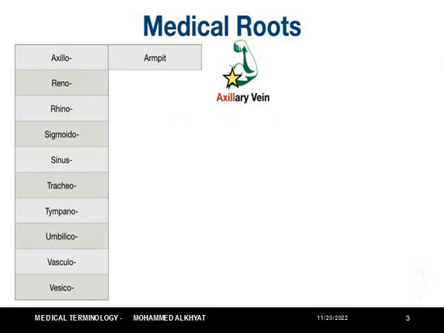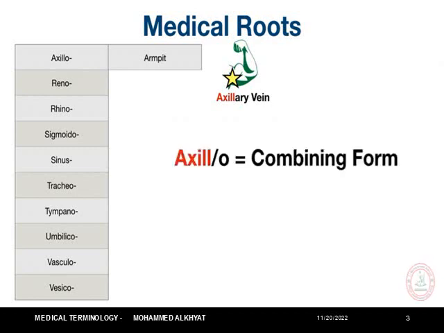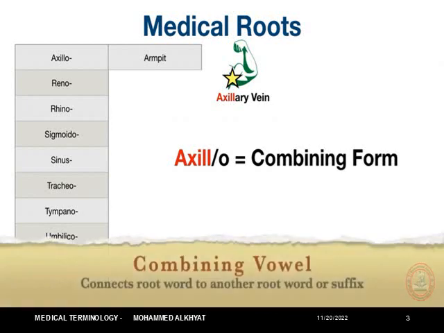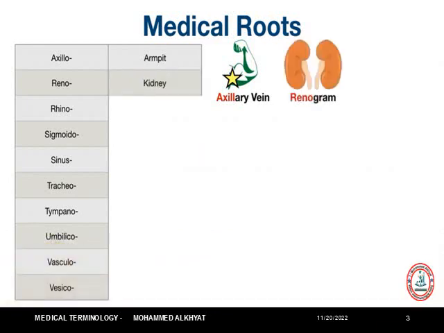As we go through the roots, you're going to see that most of them are shown in the table as ending in the letter O. This is the combining form, and it's to help simplify the pronunciation. Just know that there might be a different vowel other than O that follows the root. The vowel that follows the root is known as the combining vowel, and it connects the root to another root word or a suffix.